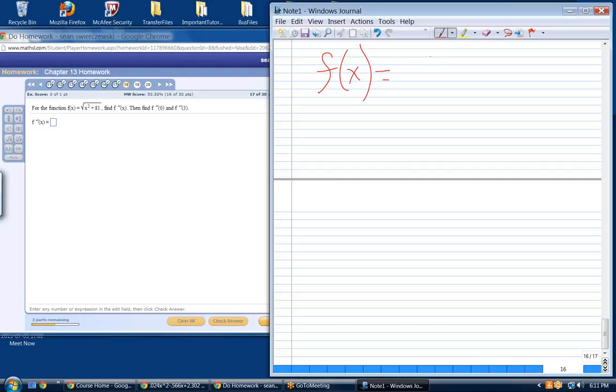Now, when you're taking a derivative, it is always better to get rid of the radical sign immediately, because I know how to take the derivative of that. What's f prime of x? Hold on, I'm just writing that out.